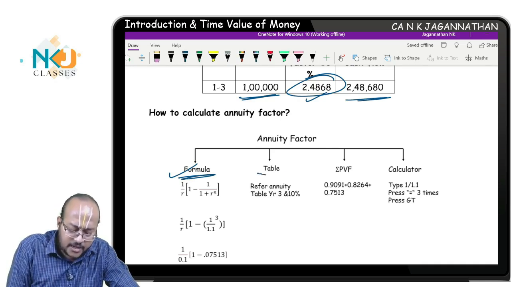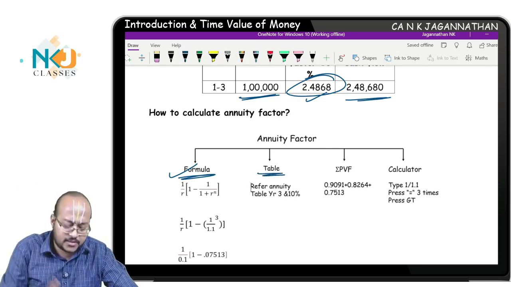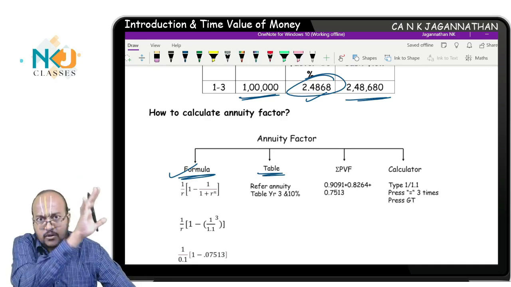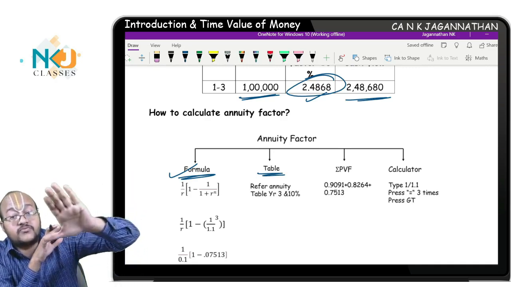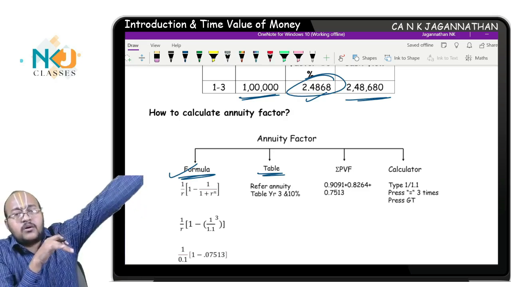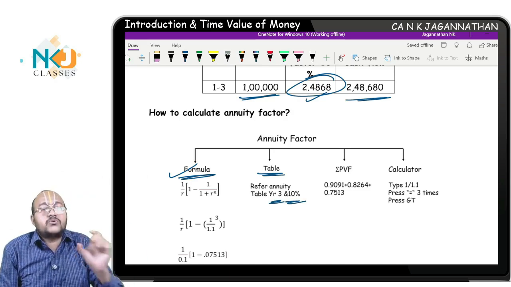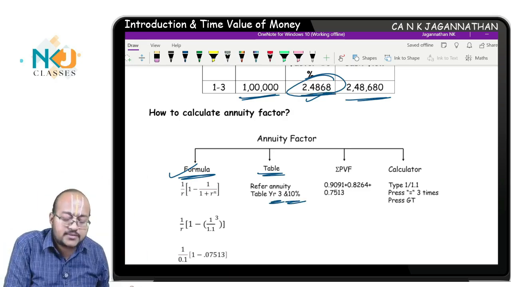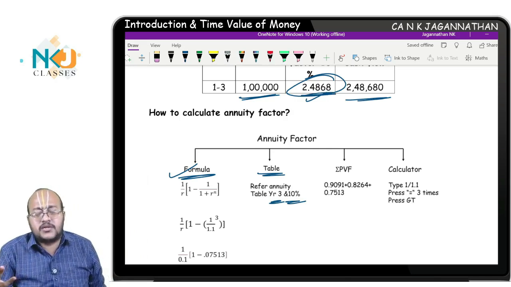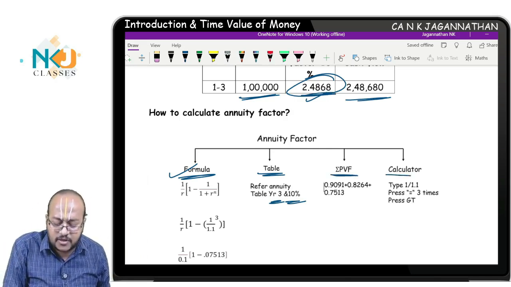I'll get back to the table. Annuity table, you will find this. Refer to the annuity table. The present value table is different, the annuity table is different. If you take the present value annuity table, there you will find year 3 at 10%. If you see there, you will get 2.486 in the annuity table, correct? But no one uses tables these days, correct? So how to find it? Very simple. Calculator is the best method.